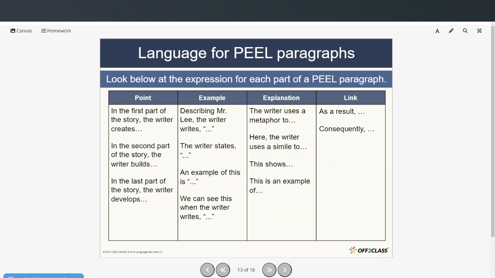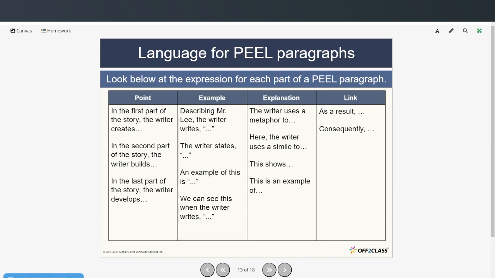Okay, and then here are some ideas for language you can use when writing a PEEL paragraph. To express the point, you might say something like, in the first part of the story, the writer creates. In the second part of the story, the writer builds. In the last part of the story, the writer develops. For examples, describing Mr. Lee, the writer writes, or the writer states, an example of this is, we can see this when the writer writes.